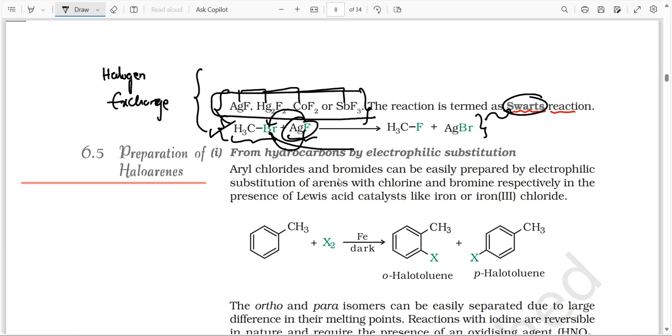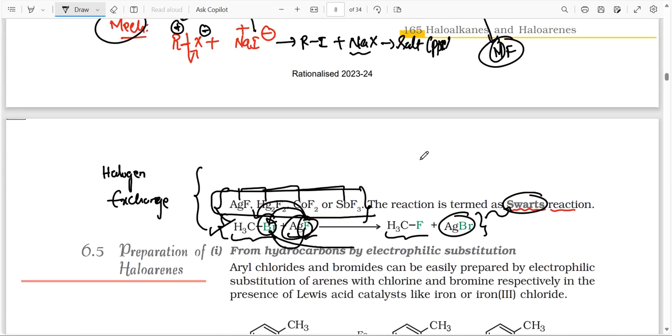Why? Because here bromine is also a halogen. Fluorine is also a halogen. This bromine is replaced by this fluorine. This undergoes the halogen exchange reaction to form methyl fluoride, and silver bromide is produced. I hope these two reactions are clear to you. These are very, very important from the exam point of view.